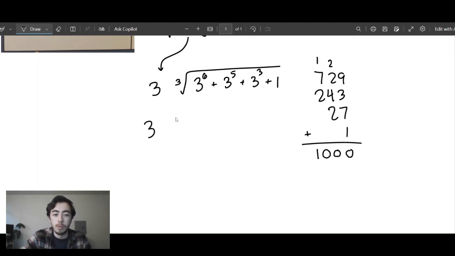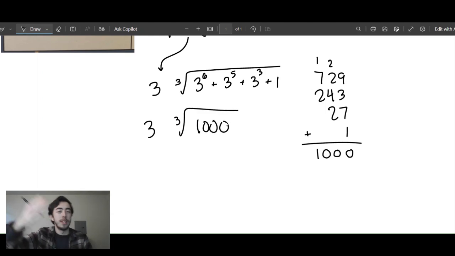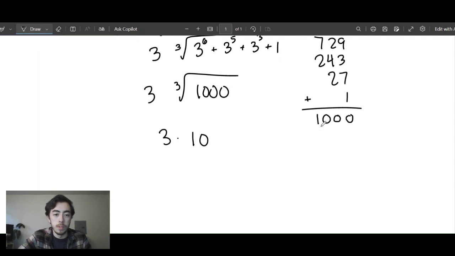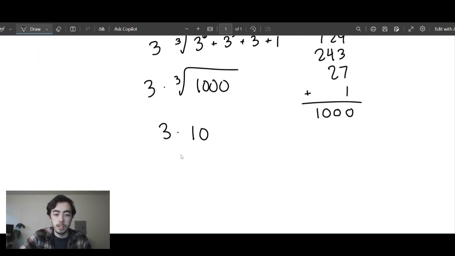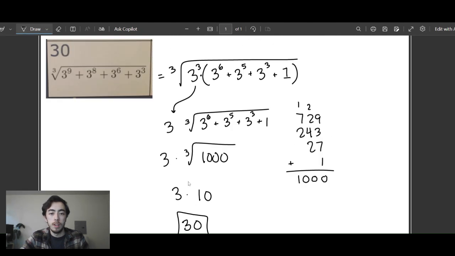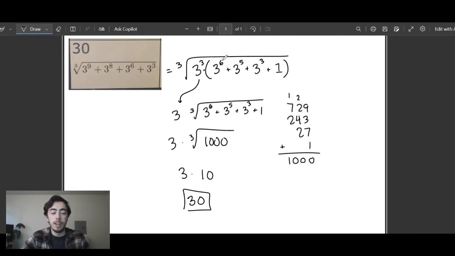And once we take the cube root of that, again, cube roots ask what times what times what gives us the number underneath. And that is just a 10. So finally, once you do the 3 times the 10, you get 30 for the day. So there's my solution for answering this problem, and we're all done.